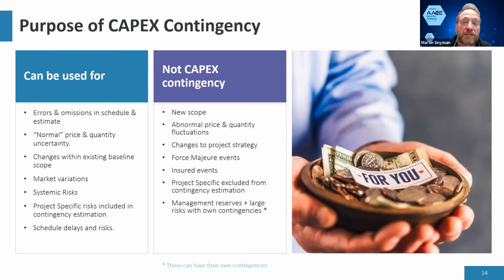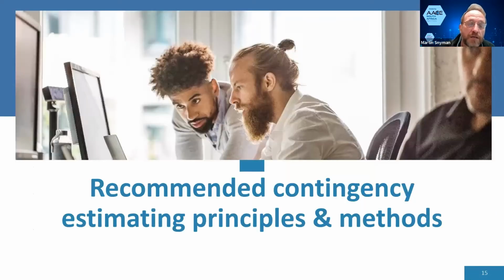Management reserve and large risks with their own contingencies. The concept is you don't include in your contingency items which are so large that if that specific item was to happen, it would wipe out a large portion of your contingency. So if you have a risk that contributes like 30% to your contingency, rather make a separate provision for it. Then escalation and Forex, and we'll get to that a bit later. Escalation, Forex, and management reserve can have their own separate contingency, separate from capital.